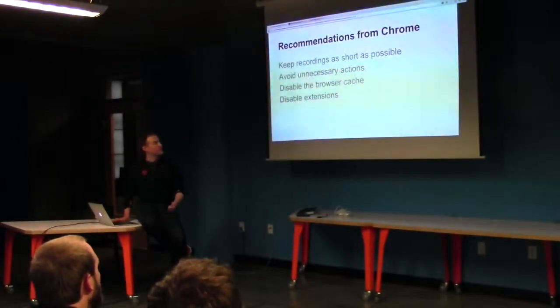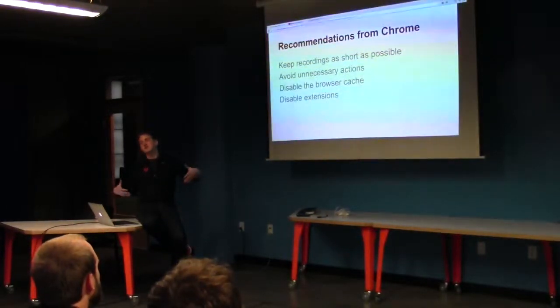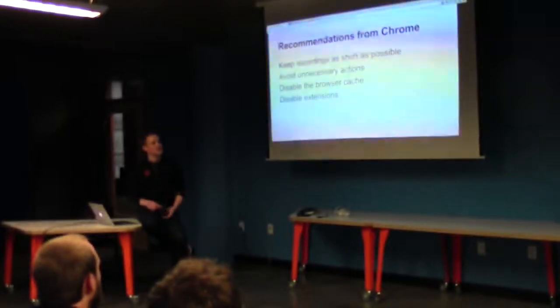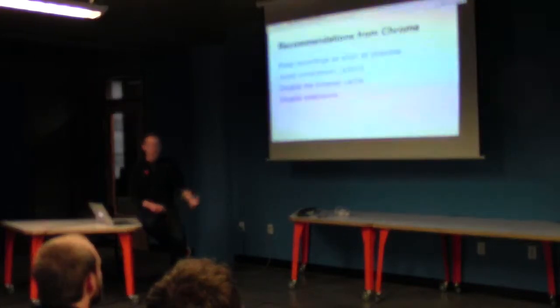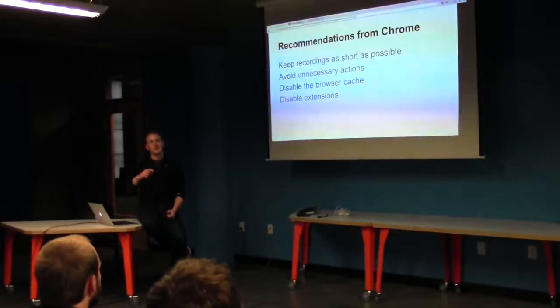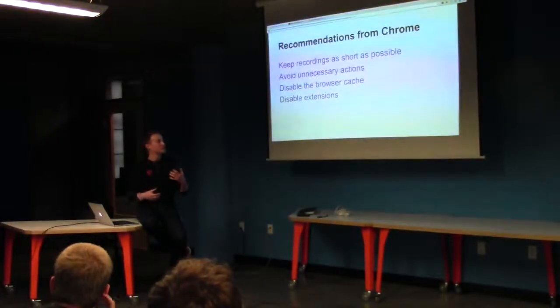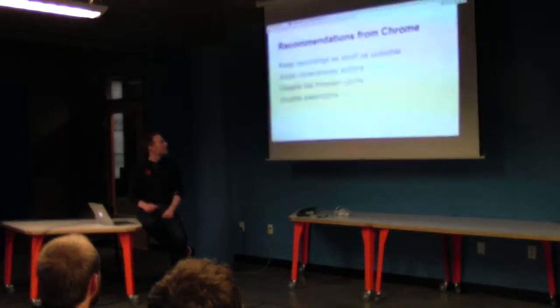Chrome's recommendations when you're doing these recordings: keep them as short as possible. The longer you're recording, there's just massive amounts of information thrown in your face, and it gets really hard to even start to look at what's going wrong. Avoid unnecessary actions. This is the reason why they really recommend the keyboard shortcut approach. Literally just moving your mouse causes you to trigger hover events on links, and you're going to see paints and calculating styles show up. Scrolling is just a whole mess of calculations and paints, so try not to do any of that. Just get what you need and get out.